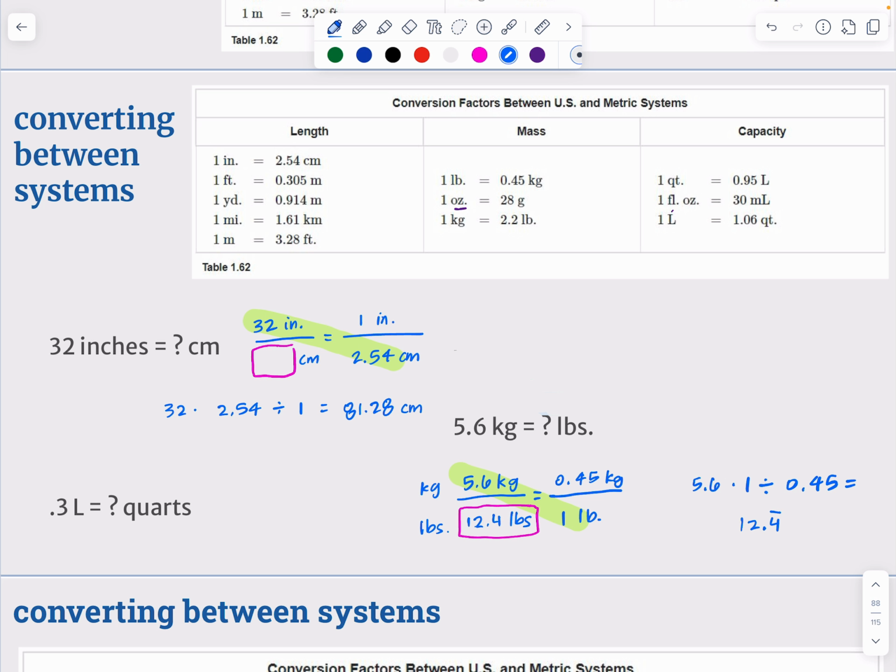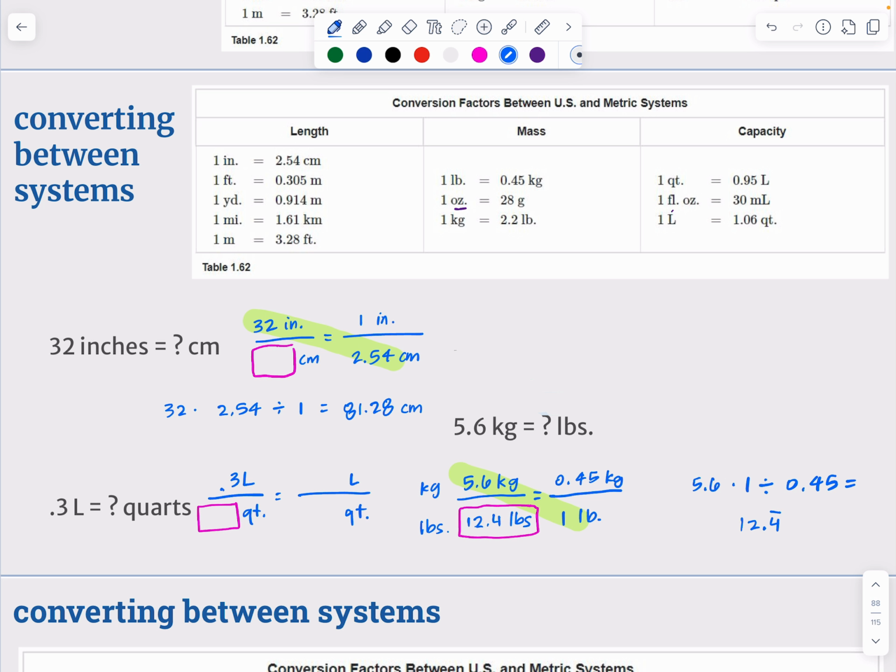Okay, let's do one last example here. This time we're converting 0.3 liters to quarts. So I'm going to set up 0.3 liters to quarts. I don't know how many that is. What I do know is that in my other fraction, I'm going to have liters on the top and quarts on the bottom. I'm going to go over to the capacity section.